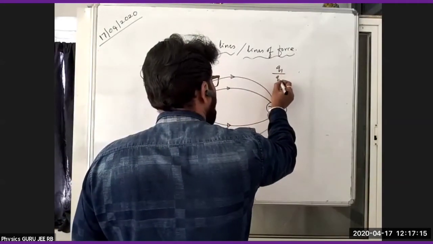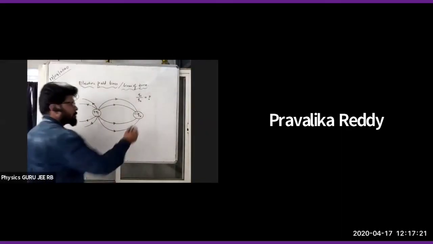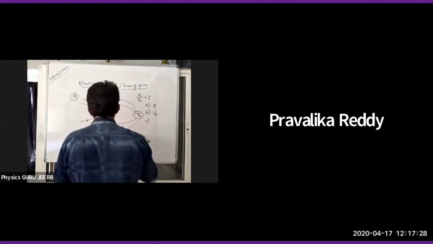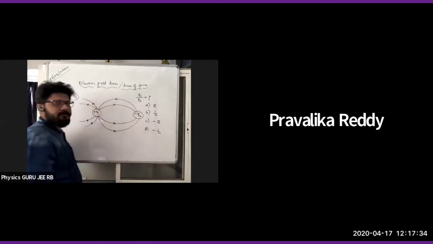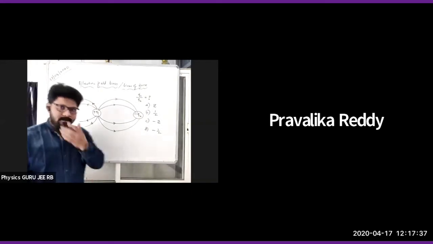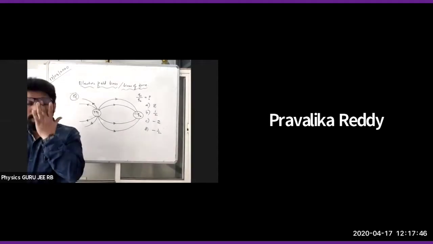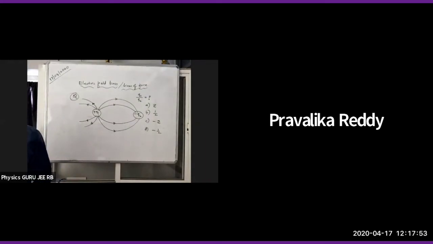Now he is asking us to calculate Q1 by Q2. Q1 divided by Q2 equal to how much? This is the question, right? Option A is given 2. Option B is given 1 by 2. Option C is given minus 2. Option D is given minus 1 by 2. Right? So can anybody tell what is the answer? 2 or minus 2? Fine. 2 or minus 2. Anybody? Options you tell me.